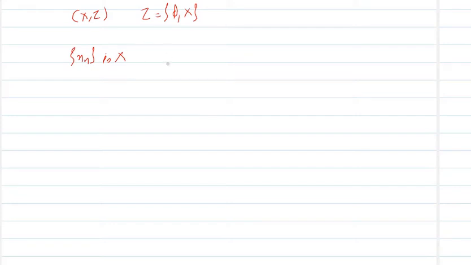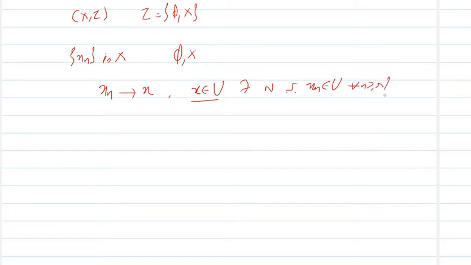What are the open sets in X? Only phi and X are the open sets in this topological space. So when do we say xn converges to x? We will say xn converges to x if for every open set U containing x there exists a natural number N such that xn belongs to U for all n greater than or equal to N.